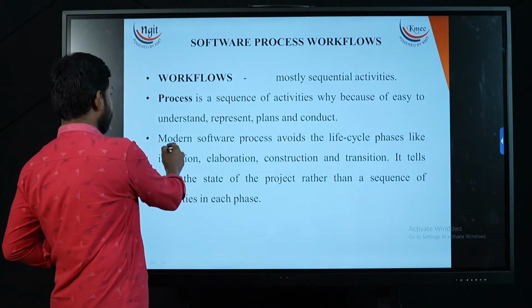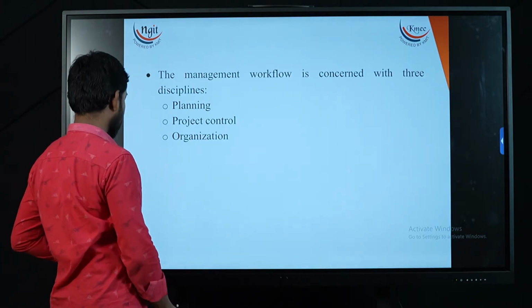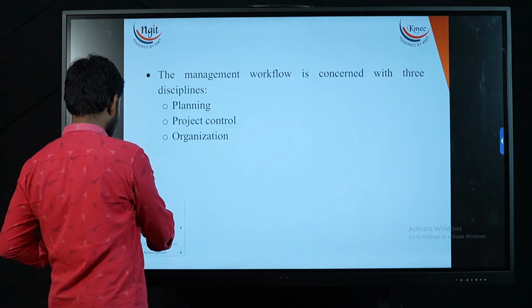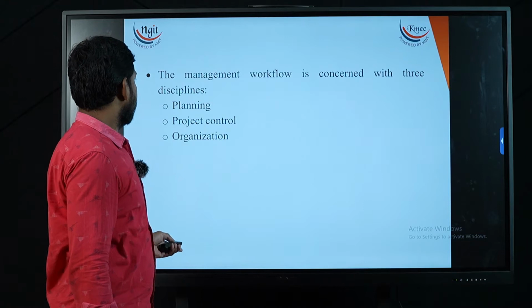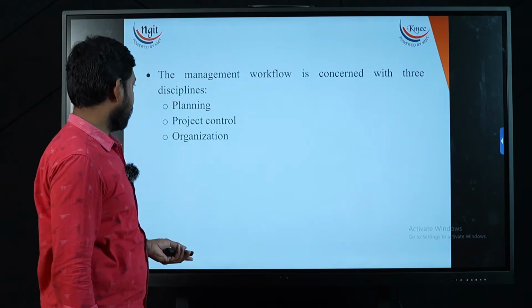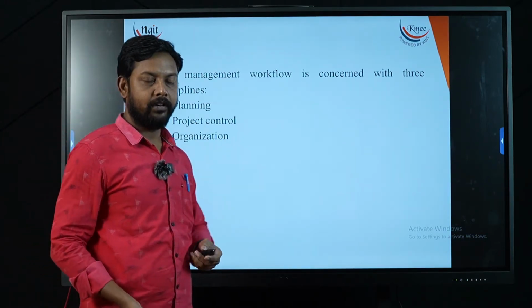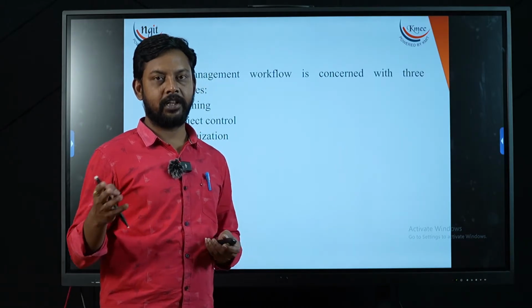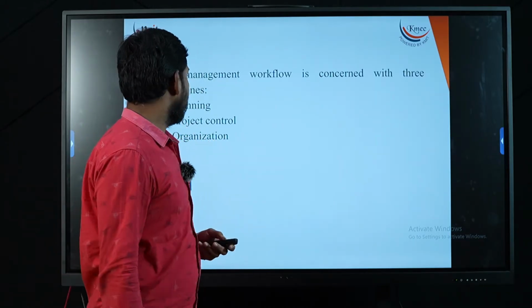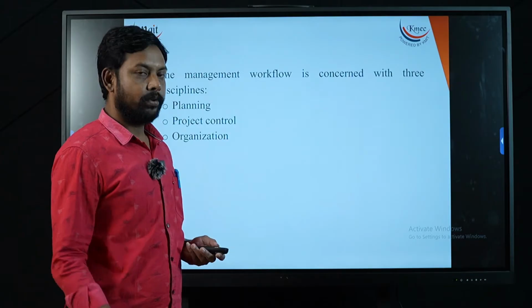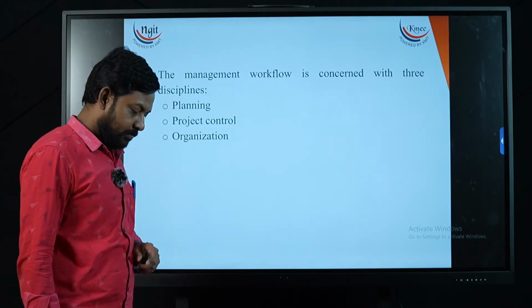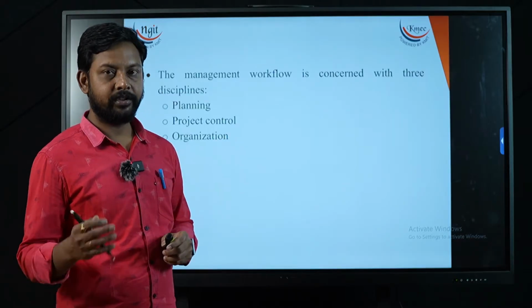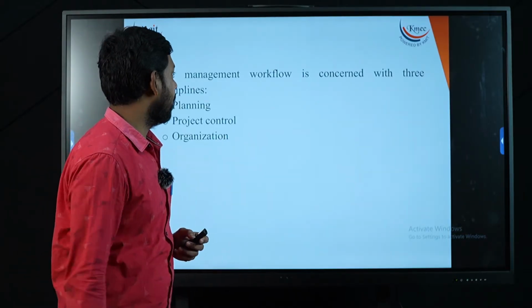So this modern software process that we are going to discuss here is going to overcome the 4 different phases we have already discussed: inception, elaboration, transition, and deployment phases. It is going to focus on these process models now. Basically your management flow is going to be divided into 3 different categories or 3 different levels.